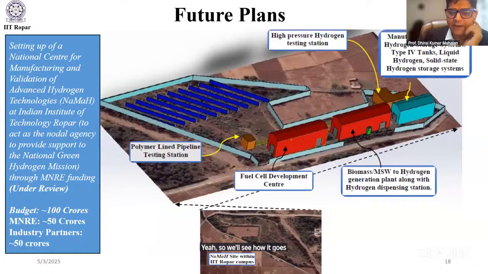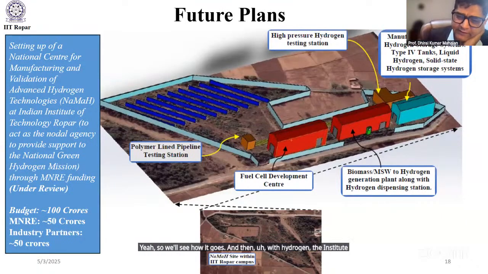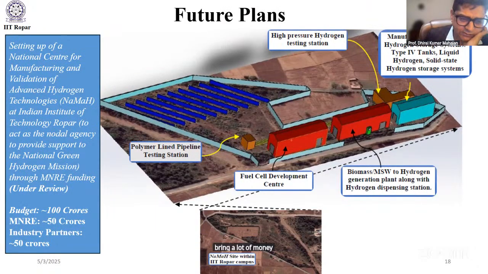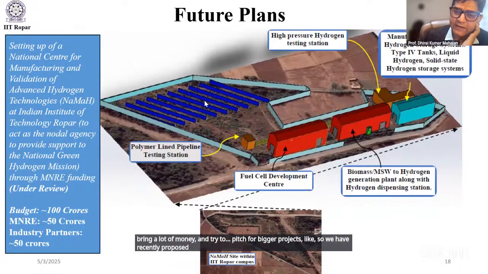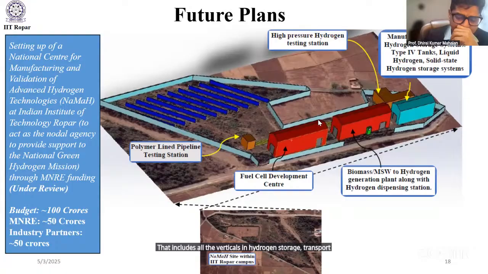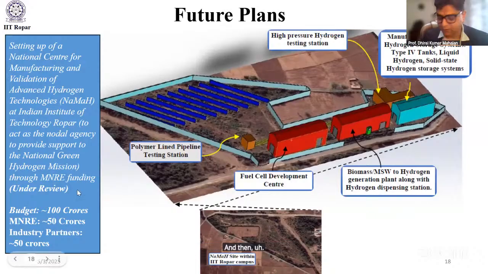And then with hydrogen, the institute has given really good freedom to bring a lot of money and try to pitch for bigger projects. So we have recently proposed a center of excellence where we want to go for complete hydrogen related infrastructure at IIT Ropar. That includes all the verticals in hydrogen: storage, transportation, and production. And this center will be on like 3 to 4 acres of land. And then we have pitched for a 100 crore project, and let's see how it goes.